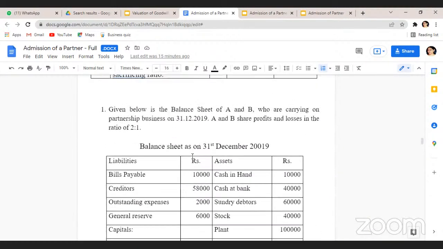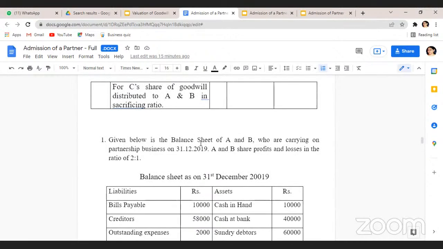And I told you, children, see the first method of valuation, the new profit sharing ratio. If you have been given lines like this, A and B are carrying on business and sharing profit and loss 2:1.